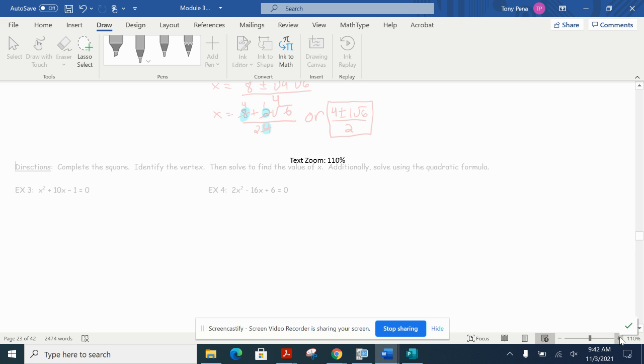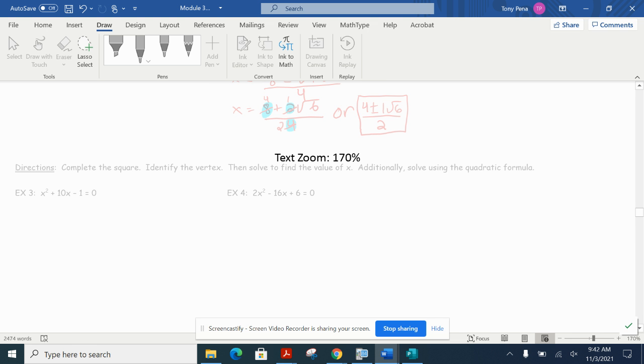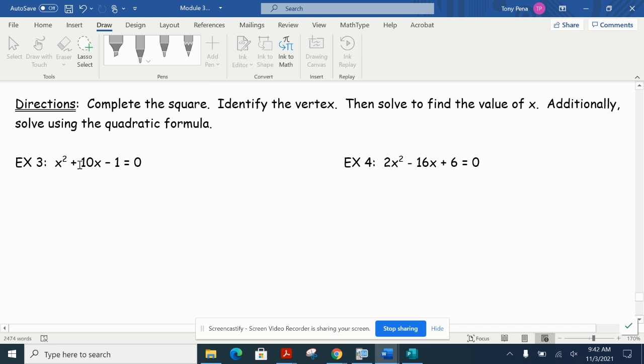Next one asks you to complete the square. So do that. Go to number 3 here. Complete that square. We did this yesterday. So it says complete the square and then identify your vertex. So do that part of it.